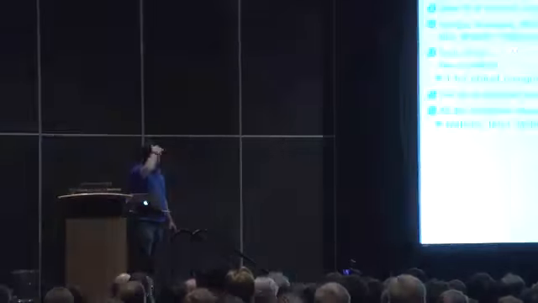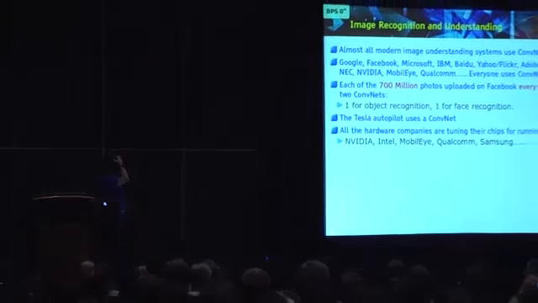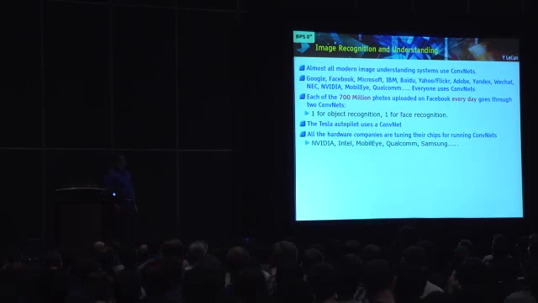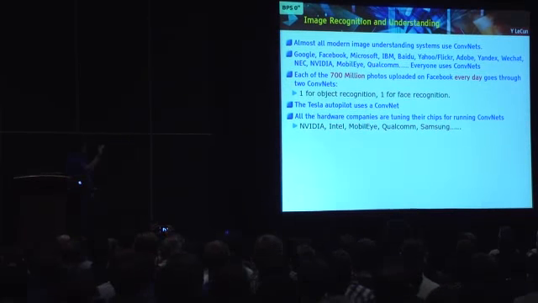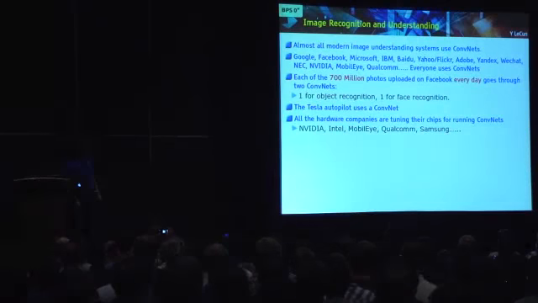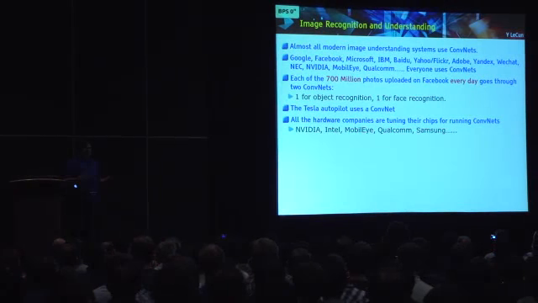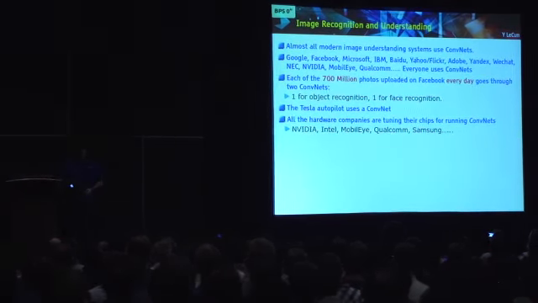To give you an idea of the scale of the success here, almost all modern image understanding systems use convolutional nets. They're used by all industries: Google, Facebook, Microsoft, IBM, Baidu, Yahoo, Flickr, Adobe, Yandex, the company that owns WeChat, NEC, NVIDIA, Mobileye, Qualcomm. Everybody uses deep learning and everybody uses convolutional nets for vision applications.